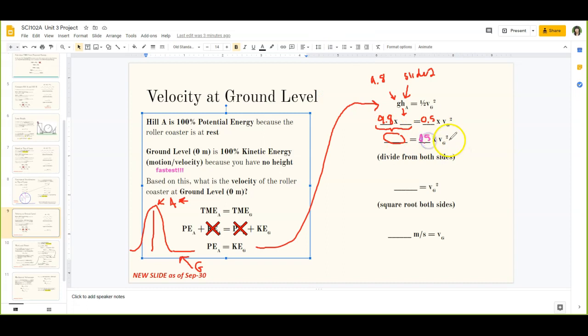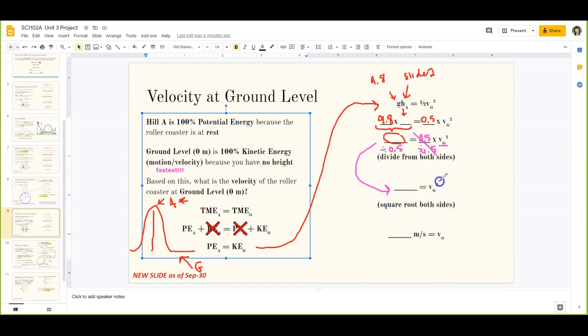And now I need to get rid of whatever's furthest away from my variable, which is currently multiplying by 0.5. So we're going to divide by 0.5 on the right to get rid of it. But whatever I do to one side, I also need to do to the other side. So divide by 0.5 on the other side. So take this number and divide it by 0.5, and that should be your v squared.